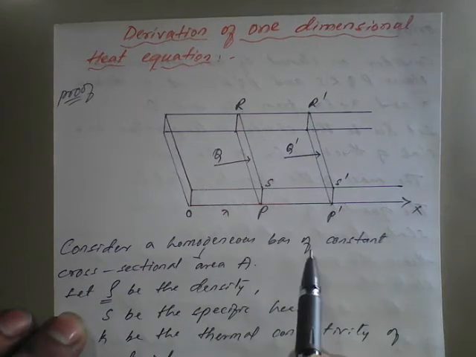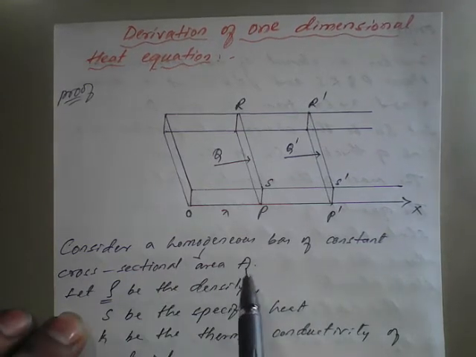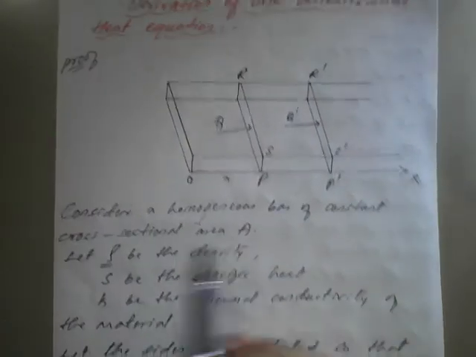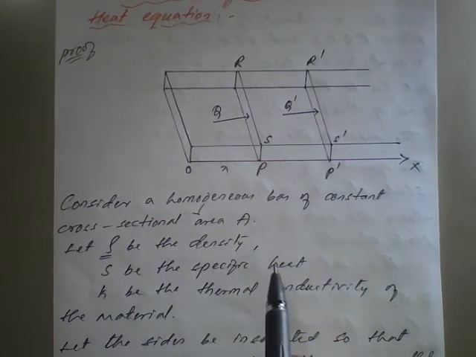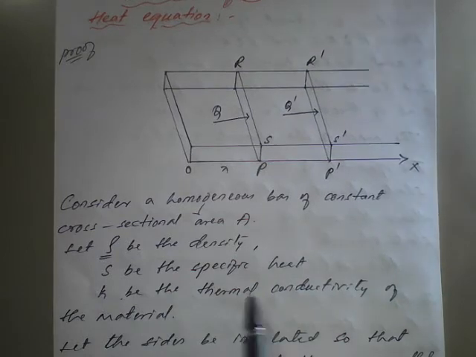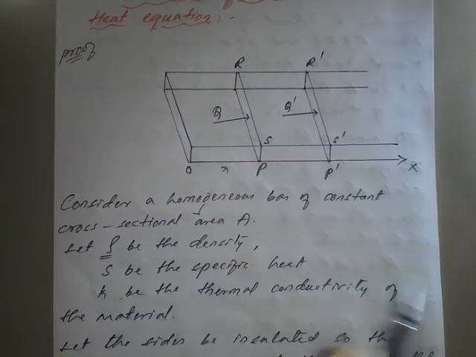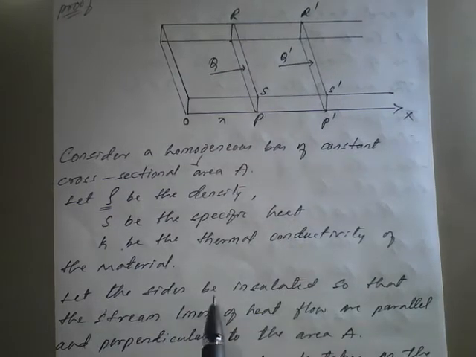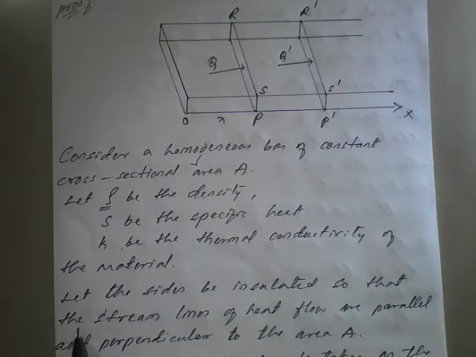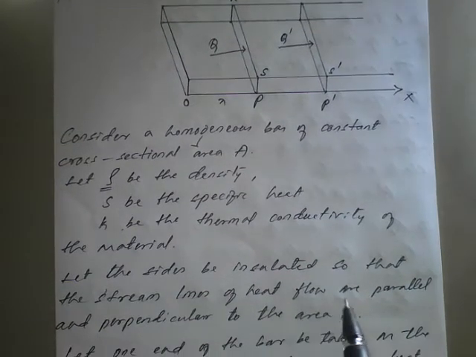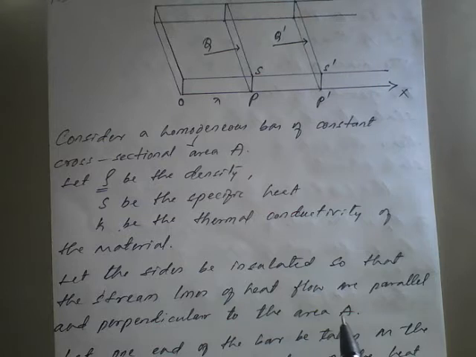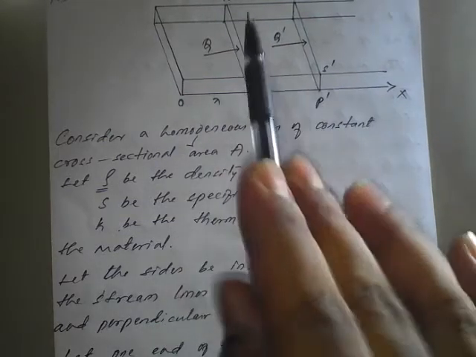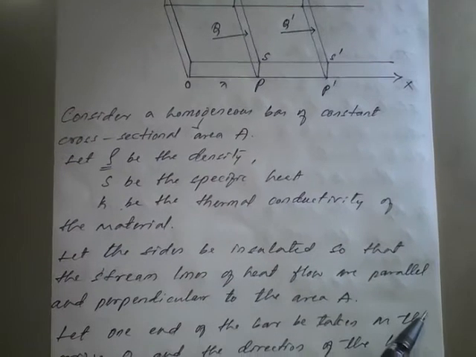Consider a homogeneous bar of constant cross-section area A. Let rho be the density, S be the specific heat, and K be the thermal conductivity of the material. Let the sides be insulated so that the streamlines of heat flow are parallel and perpendicular to area A. So these are the parallel as well as perpendicular situations here.